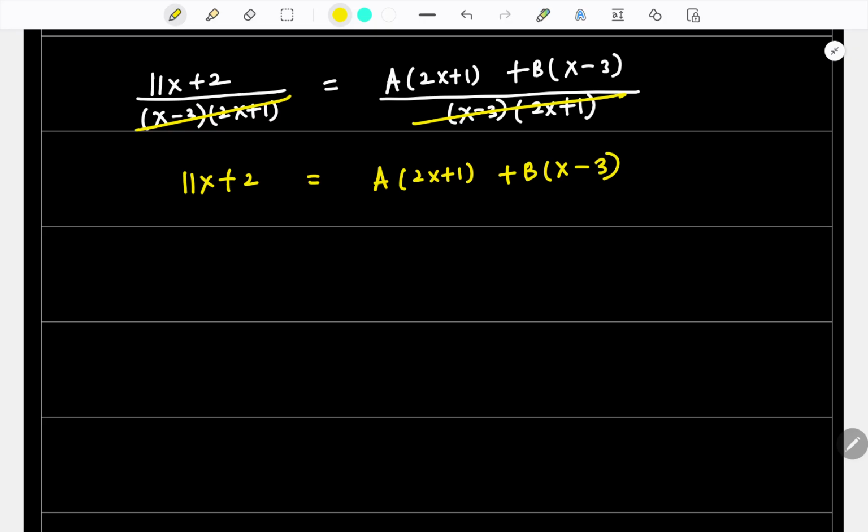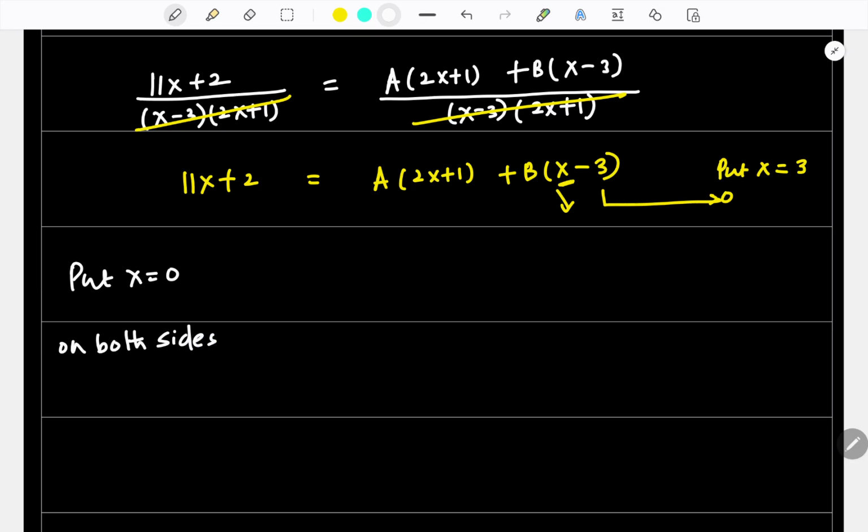What did I say about partial fractions? You want to get a, so make b as 0. So if you want to make b as 0, what should I put for x? Put x is equal to what? 3. Right? So I'm going to put x is equal to 3 on both sides. That is very, very important. So 11 times, put x is equal to 3. Sorry. Put x is equal to 3.